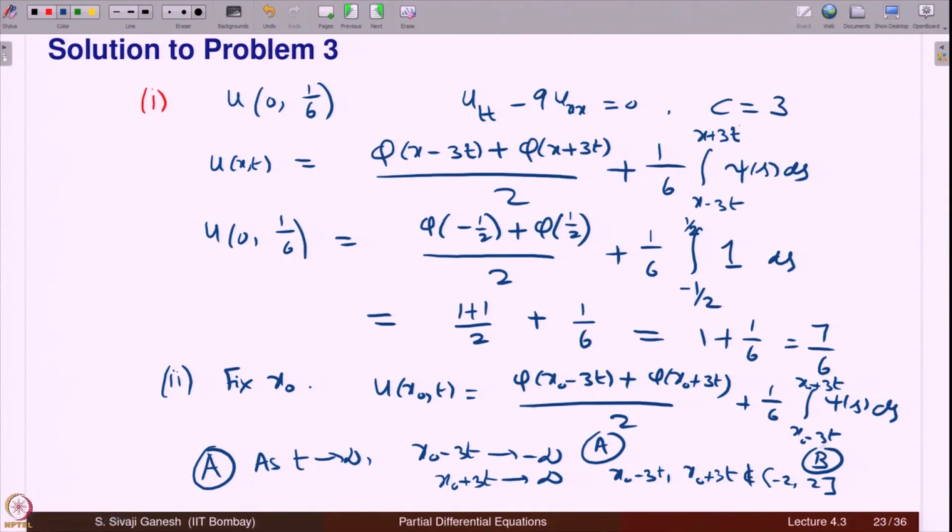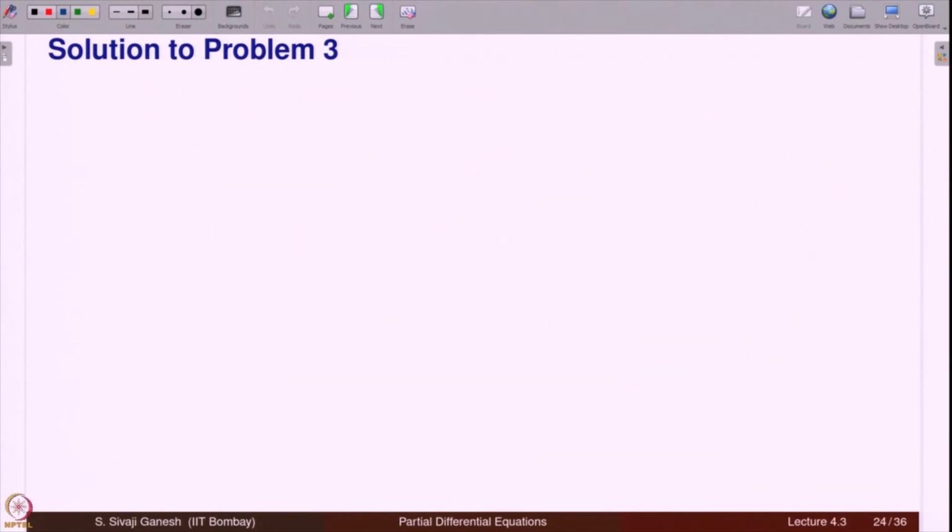For the same reason, this goes to minus infinity, this goes to plus infinity, but psi is non-zero only on minus 2 comma 2. Therefore, it does not matter what this interval is, after some time it will be the integral from minus 2 to 2 of psi s ds. So, that is going to be our large time behavior.